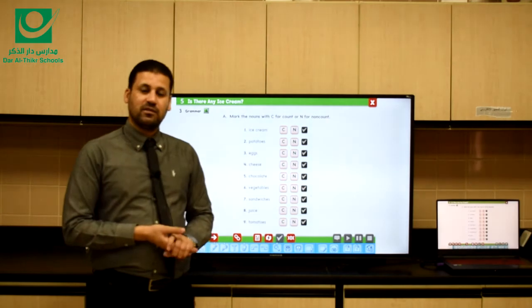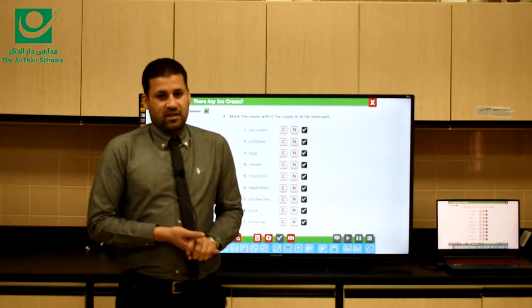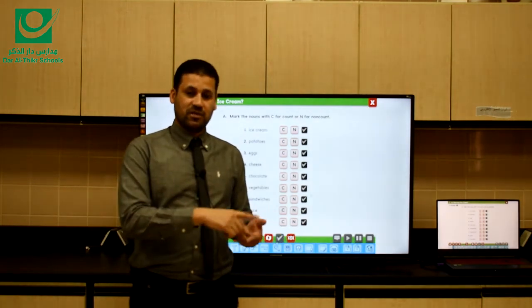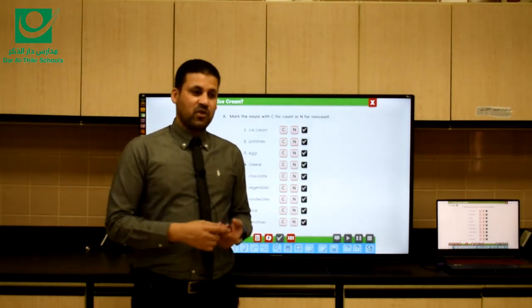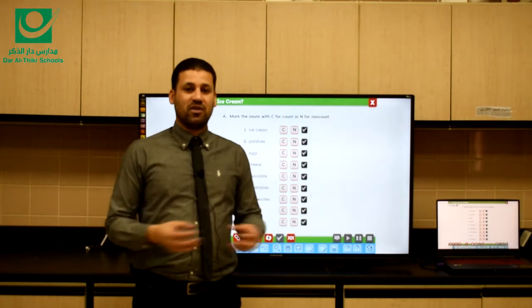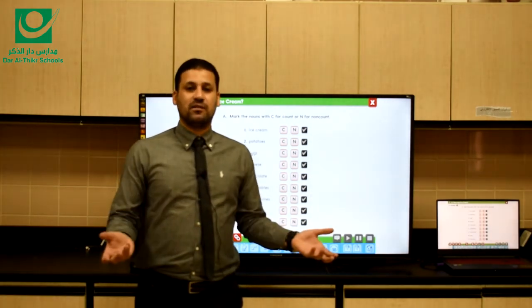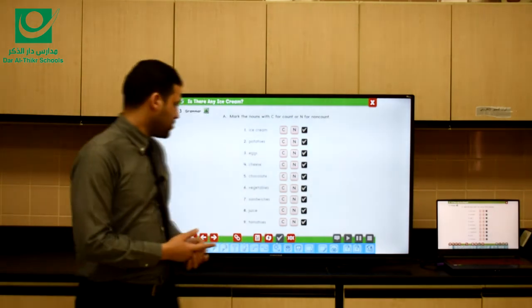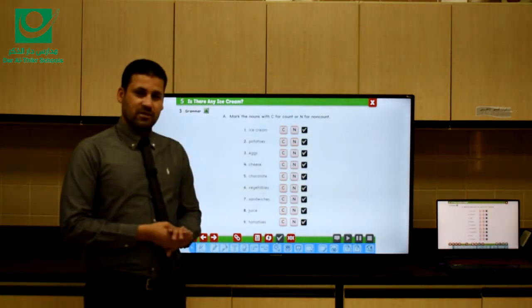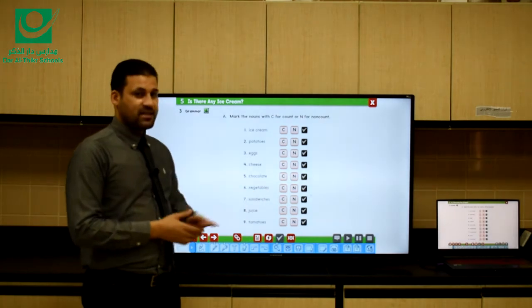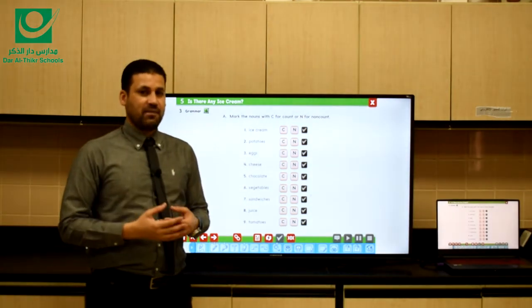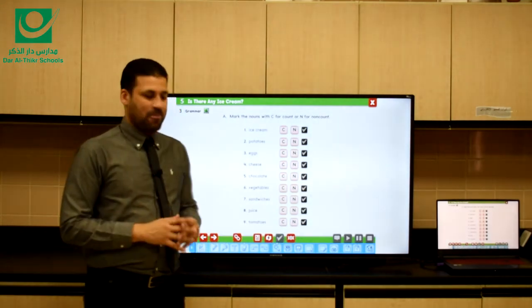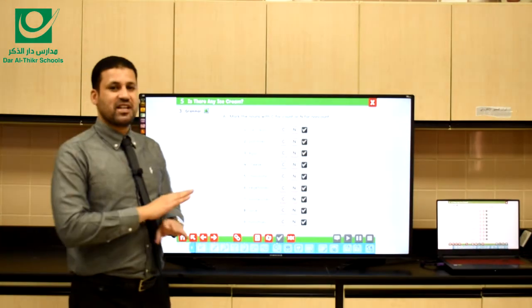Chocolate, we cannot count it. You may say chocolate bar. You can count the bars, right? But the word chocolate itself is chocolate all the time. We cannot say chocolates. It's only chocolate all the time because it is non-countable. Vegetables, look at the S and you will remember anything that you can make singular and plural is countable. All non-countables are never plural.